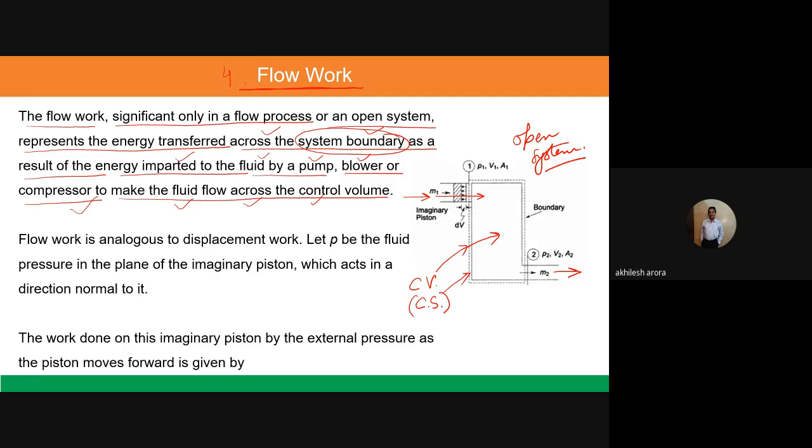For example, all of you must be having a motor, a water motor, which you call a pump also, for lifting the water from the ground level to the top level in your building or in your house. So that pump, if I represent it by this symbol, this is a pump actually.